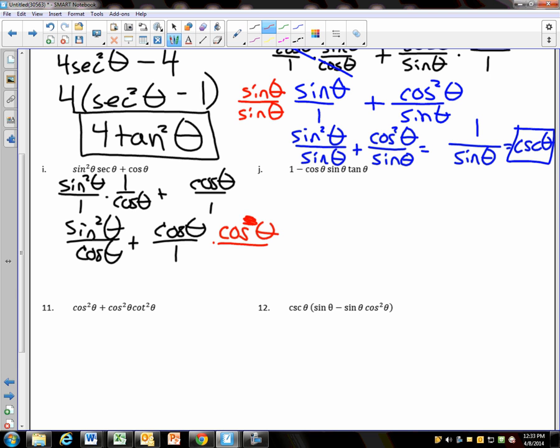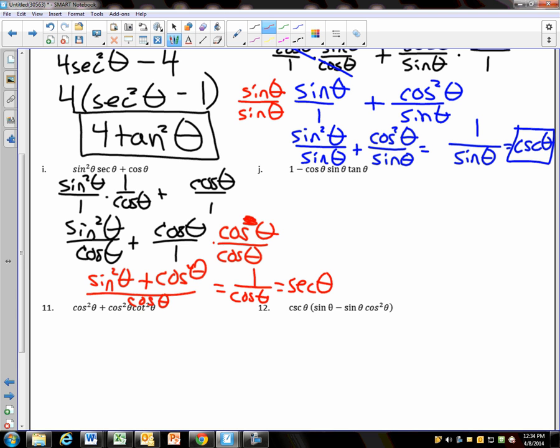Whoop. No squared. And you can see you get sine squared plus cosine squared over cosine of theta. What was sine squared plus cosine squared? 1. And you have cosine in the denominator. 1 over cosine is secant. So it follows very similarly to exactly how that one worked out. Okay.